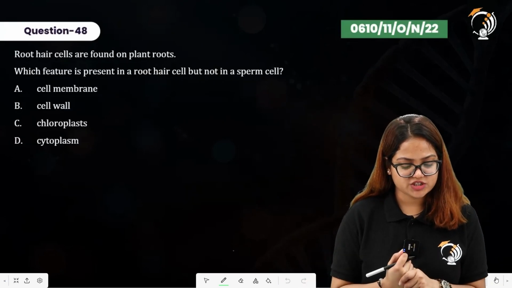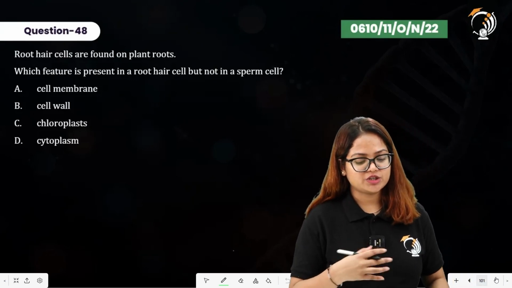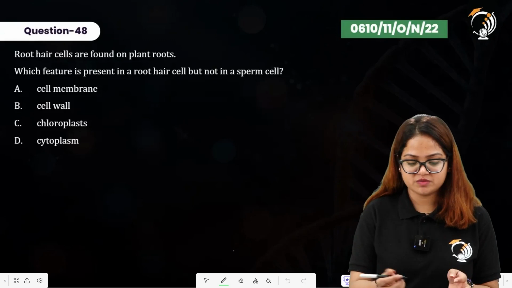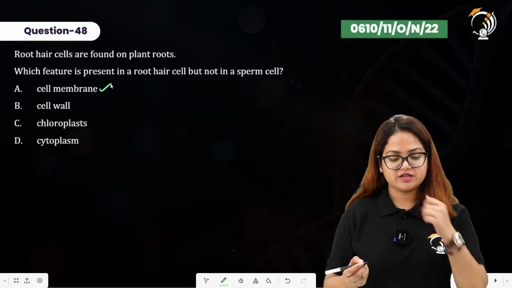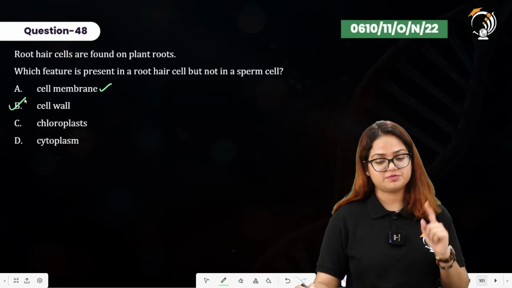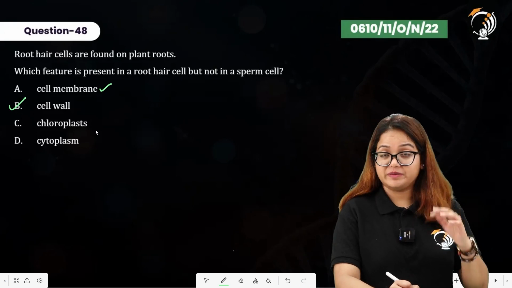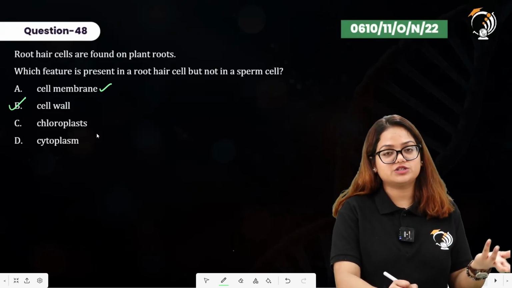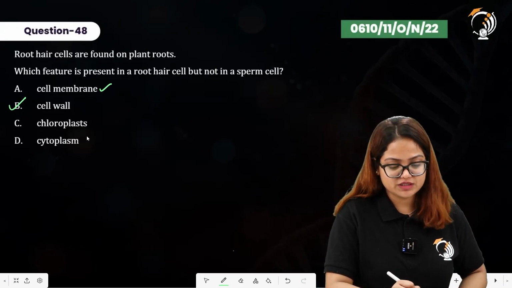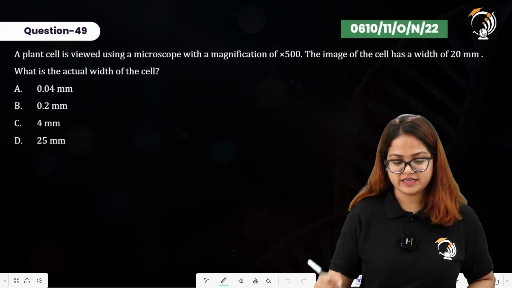Question number 48 says root hair cells are found on plant roots. Which feature is present in a root hair cell but not in a sperm cell? So cell membrane will be present in both. Cell wall will be present in root hair cell but not present in sperm cell. Chloroplast will not be present in a root hair cell since it is not performing the process of photosynthesis. Cytoplasm will be present in both. Option B here is the right answer.